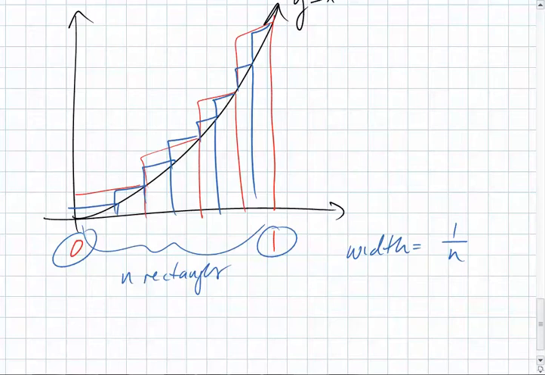What happens if you go from a to b? What would the width of each rectangle be? B minus a over n. You'll see that all over the place when you look at the proofs of these things. That's the general case. Okay, so the width of each of those rectangles is 1 over n.